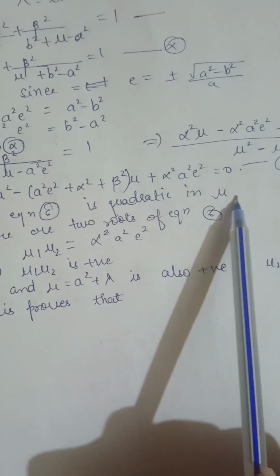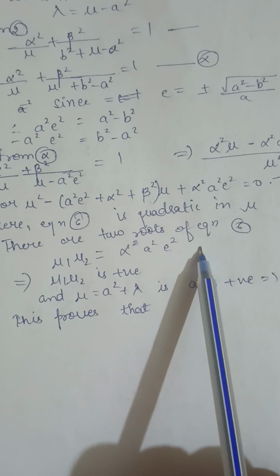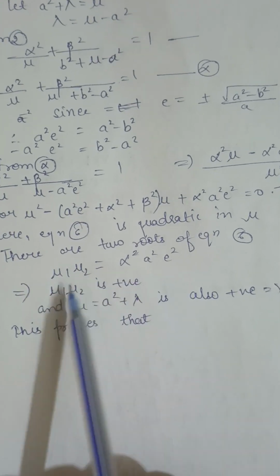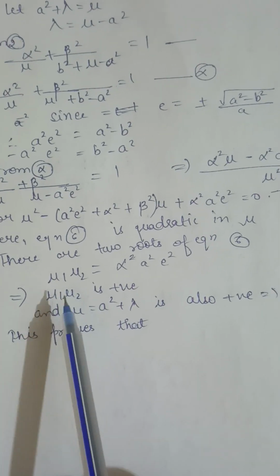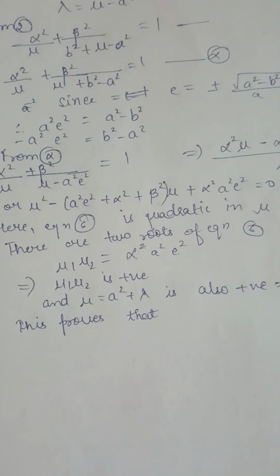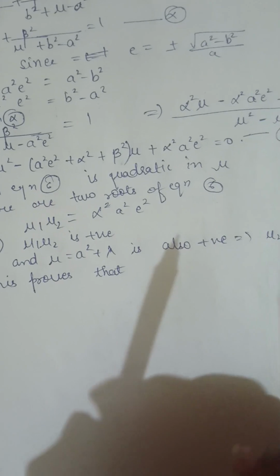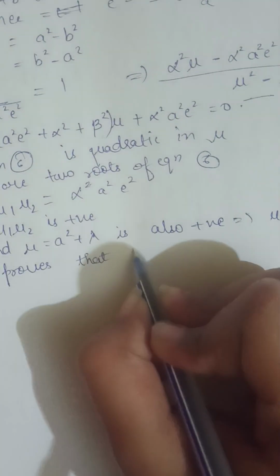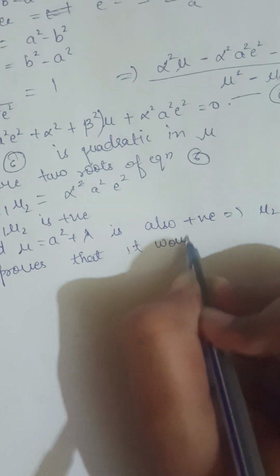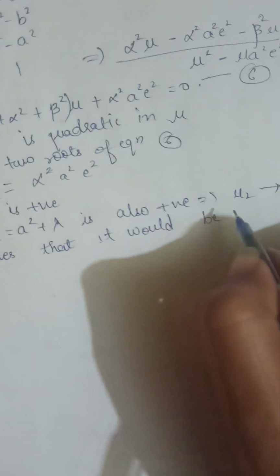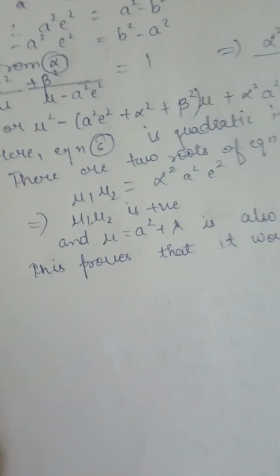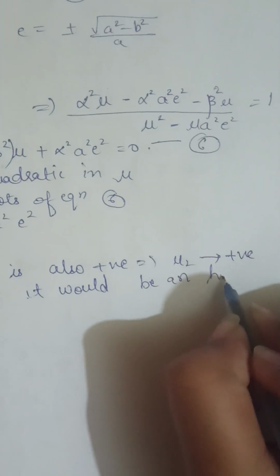Now equation 6 is a quadratic in mu. Here are two roots of equation 6. Mu1 mu2 is equals to alpha square a square e square. Here you may see that mu1 mu2 is positive and mu is equals to alpha square plus lambda, that is also positive. So this proves that this would be an ellipse. When both the roots are positive, it becomes an ellipse.